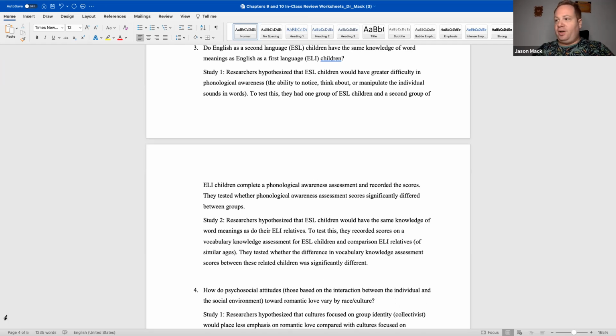And for study 1 and study 2, the first one is going to be your independent sample study, and the second one is going to be your dependent or related samples.